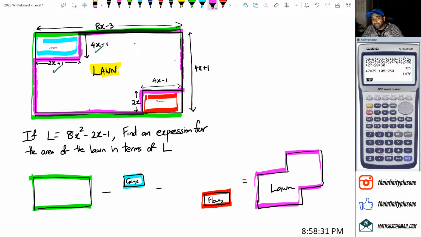Now, all the measurements for those rectangles have already been given, guys. All you've got to do is just expand the brackets, simplify it, and trust me, you will be able to do this question.